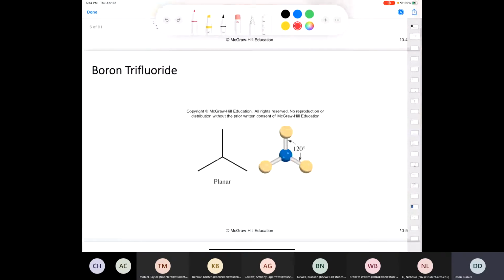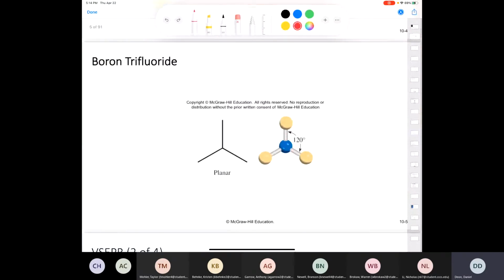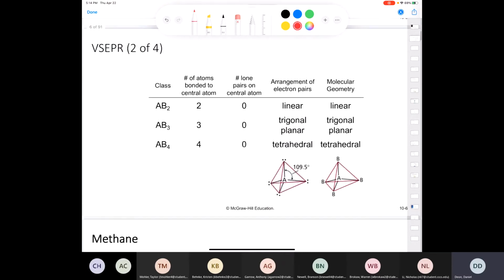This next slide was just showing the structure of boron trifluoride, right, where you have the boron and the 3 fluorines like this, okay, and the bond angle is 120. Anyhow, back to my tetrahedron. Here's my tetrahedron right here.